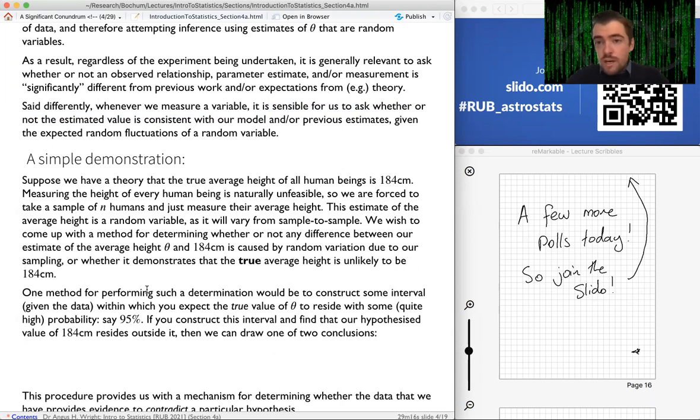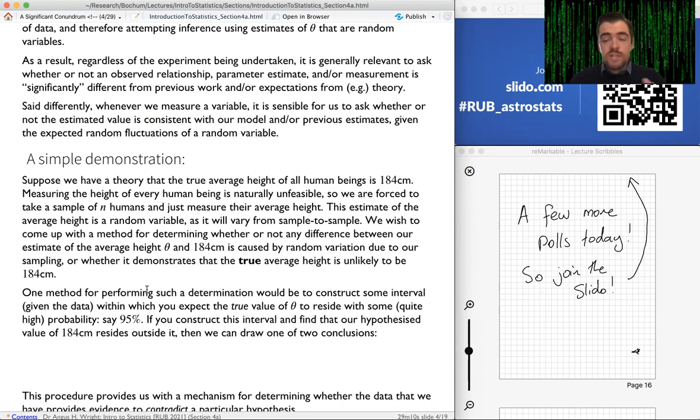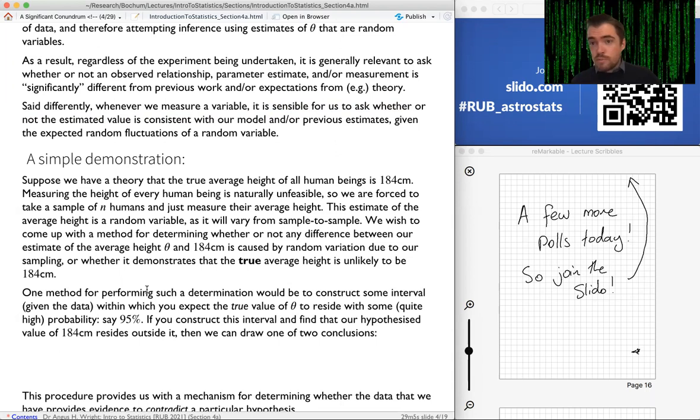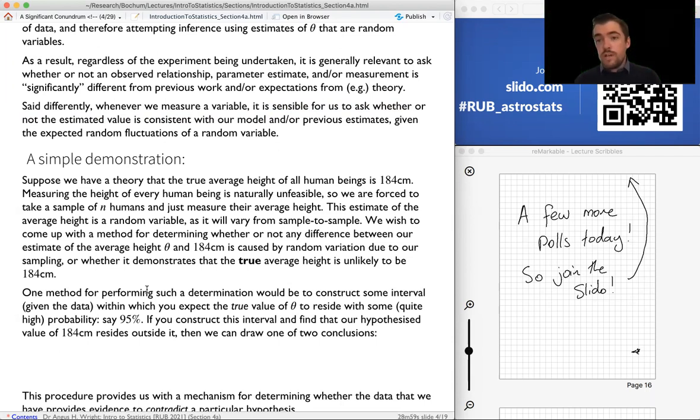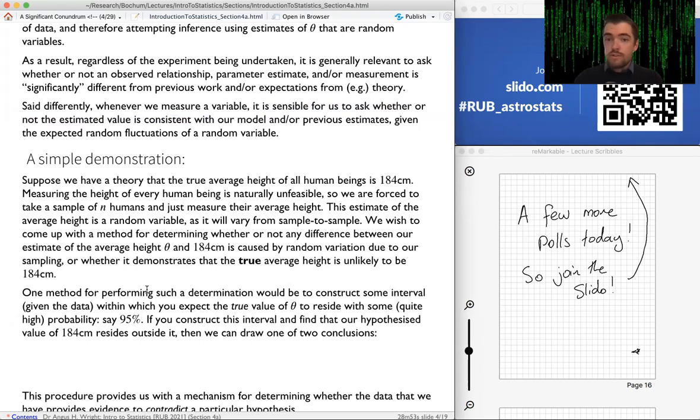Now, obviously, we can't go around and measure every single human's height on the planet. Firstly, because it's just unfeasible to do so. But secondly, even if you could do it, by the time you got to the last person, the first person would have grown, right? So it's an unfeasible job. And so what you have to do is take a sample of humans, measure their heights, and use those heights as an estimate of the underlying true human height that you don't know.